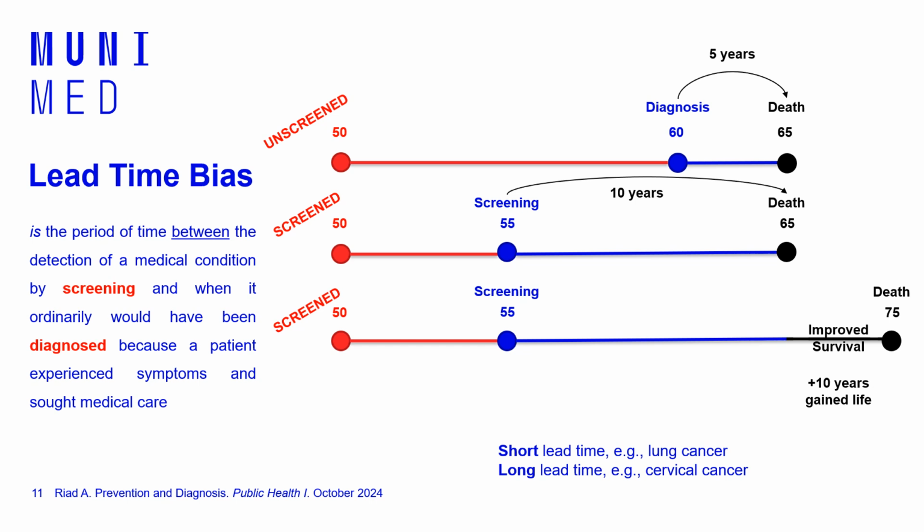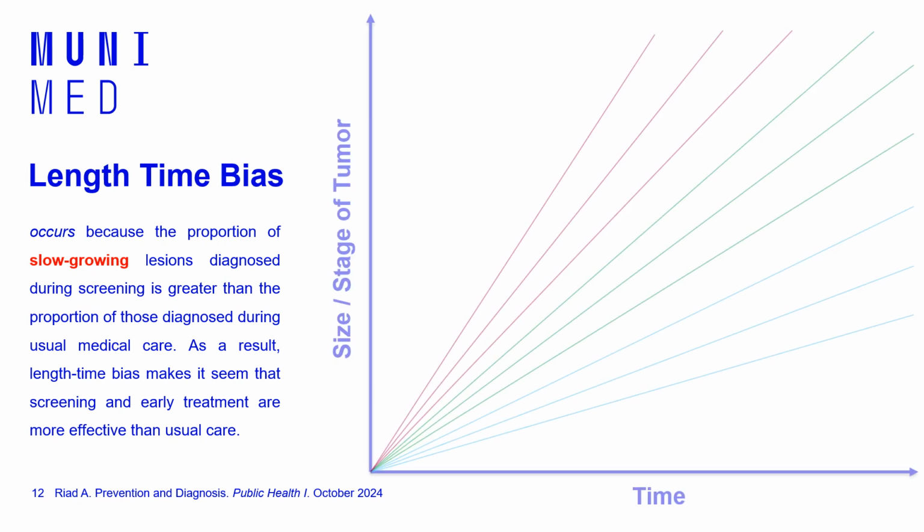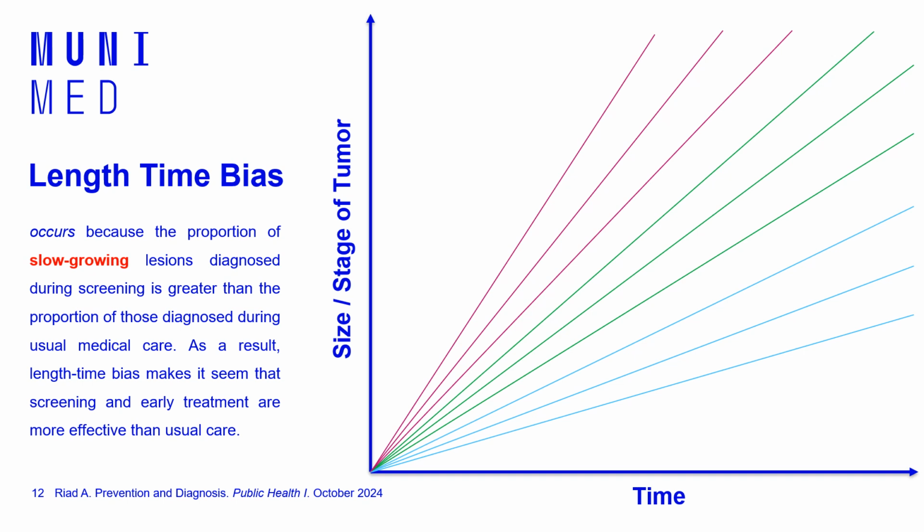effectiveness of screening programs. Then we have another problem, which is called length time. Please be careful, because length time is not the same as lead time. If you look at this graph, you can see different tumors. Each line that you see in this graph is a certain cancer. What you need to know before we start with this example is that not all cancers are the same. Cancers do not behave in the same way. Some of them grow very rapidly and others grow very slowly.